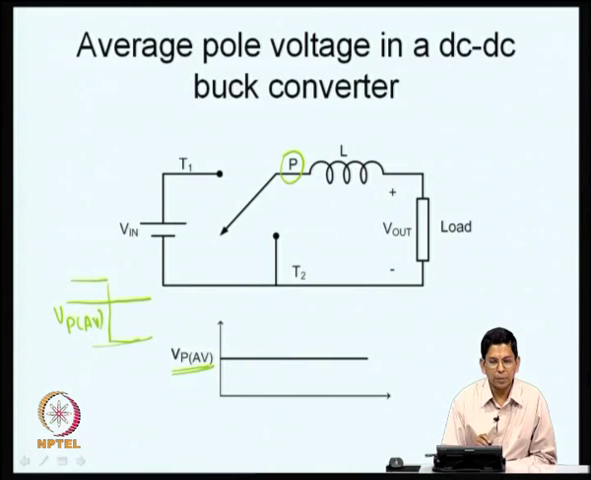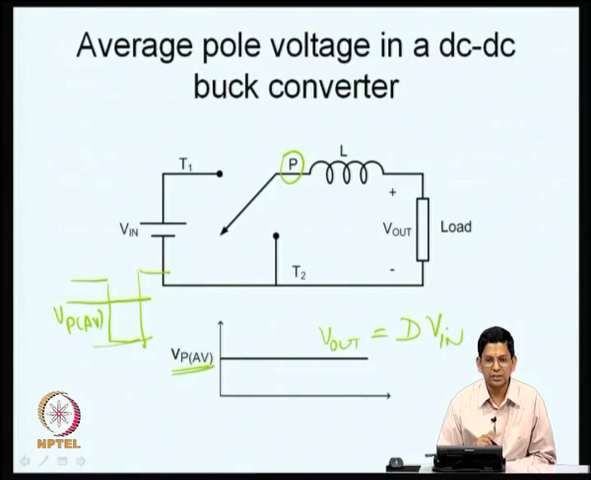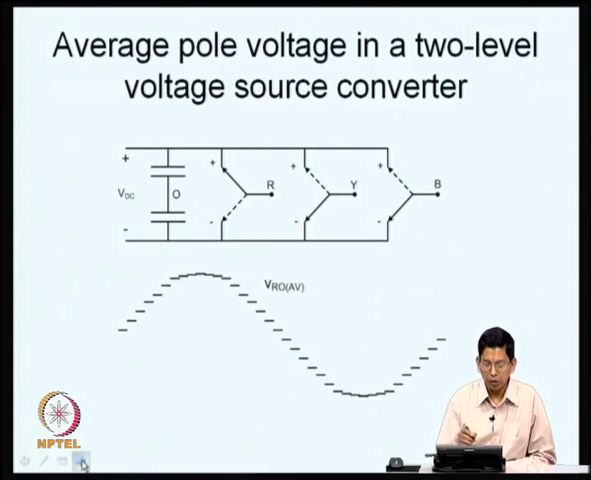Now, what is this Vp average equal to? This Vp average is actually equal to the DC output voltage that we want. This is equal to V out, and this is equal to D times V in, as I just said a while back. So, the pole voltage is controlled cycle by cycle in such a fashion that the average voltage does not vary, whereas if you move to an inverter, that is going to change now. Here also you have this pole voltage, pole at R.